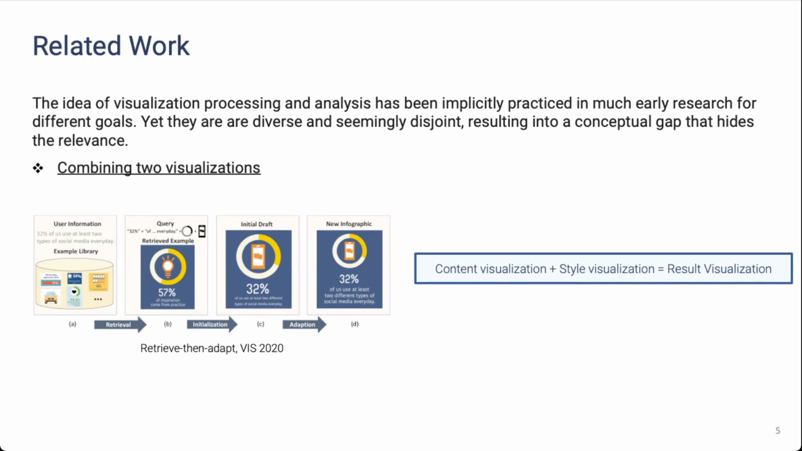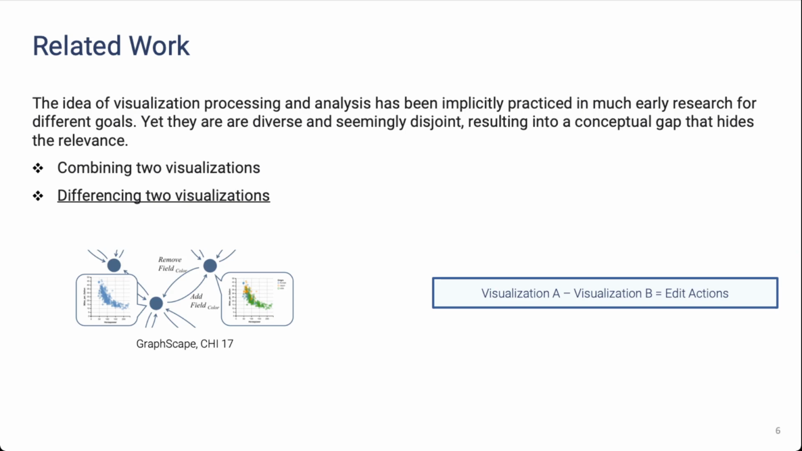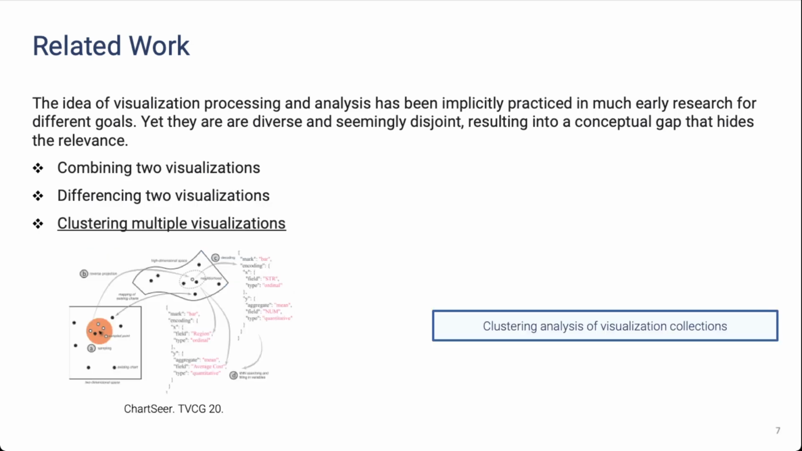The idea to make use of existing visualization is not entirely new. However, those ideas are very diverse and disjoint. For example, there are studies about style transferring visualizations, which can be described as combining a content visualization and a style visualization to create a final visualization. There are also ideas to difference two visualizations. The Graphscape model, for example, models the differences between two visualizations as editing actions. Besides those binary operations on two visualizations, researchers have investigated how to analyze visualization collections by clustering analysis.